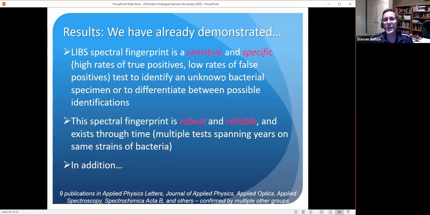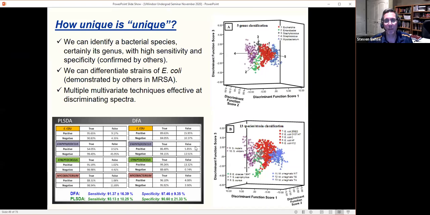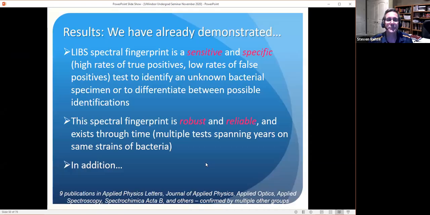So as a result, we have shown that the net result is, with about 90 to 97% specificity, 90 to 93% sensitivity, true positives, true negatives, we're able to discriminate these bacteria from each other. So it works really, really well.